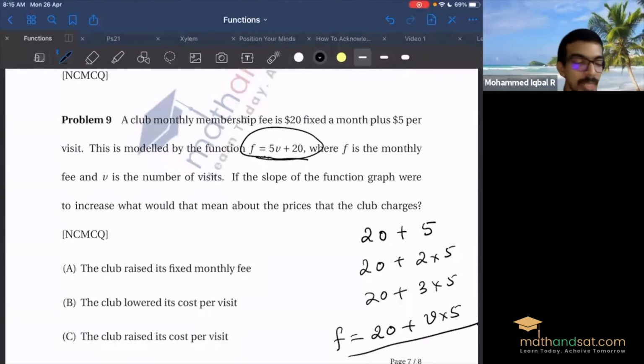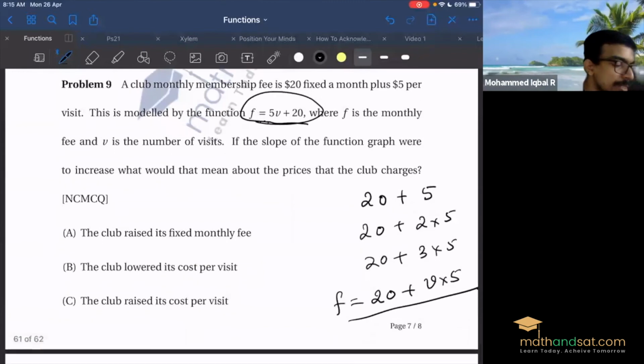Why? Because now the cost is 5 and 5 corresponds to the slope of the graph. If they say that the slope of the graph is increasing, it simply means that they are increasing the price. Of course, the total price will go up, but look at the options.